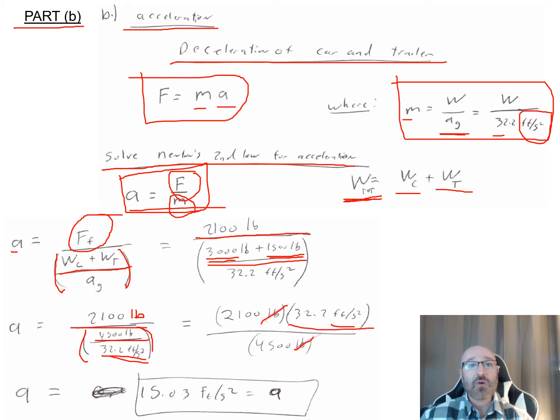And we can see now when we do this out, we can plug and chug, plug this into a calculator, Excel, MATLAB, whatever you want, or do this by hand. We find out the acceleration is equal to 15 feet per second squared. And this is our acceleration. Our units do check out. This does make sense, feet per second squared for an acceleration. So this is our answer to part B.